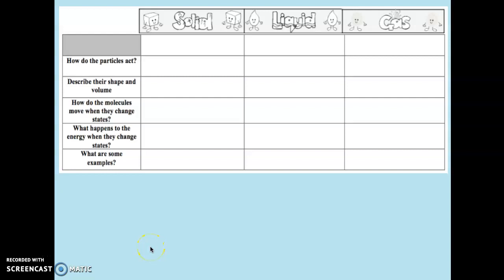Hey, super scientists, we're looking in your intro to chem lab notebook, and we're on page 8, and we're going to be completing this chart together, looking at solid, liquid, and gas, and comparing these three states of matter. So we're first looking at how the particles act.